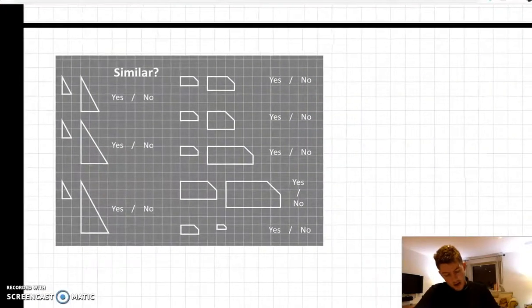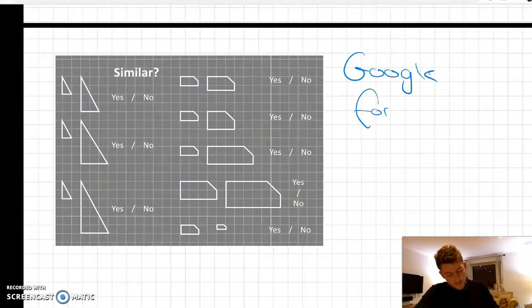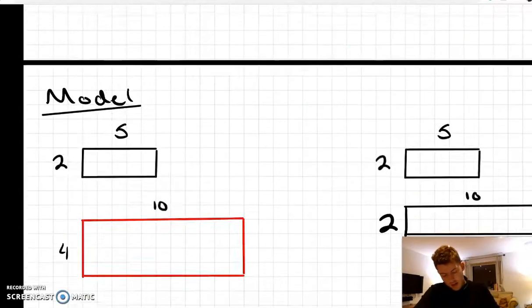Okay, let's look at a model. You're going to do this one, by the way, as a Google form, and I'll explain and we'll come back to it. Let's look at a model.